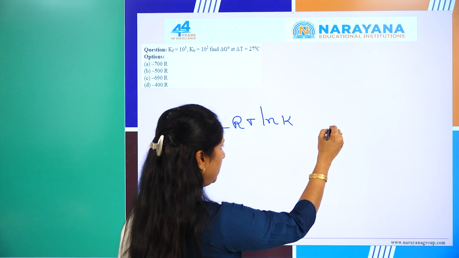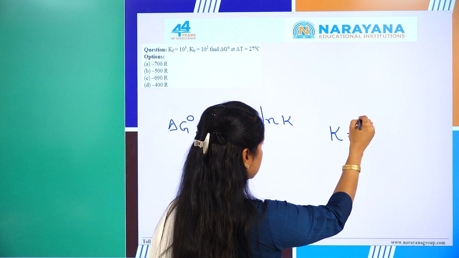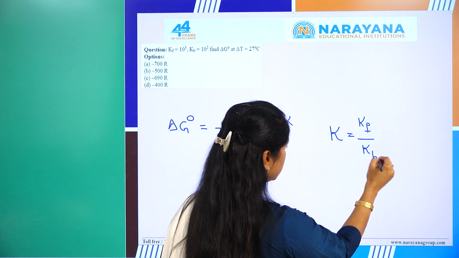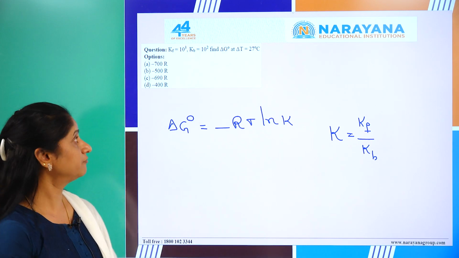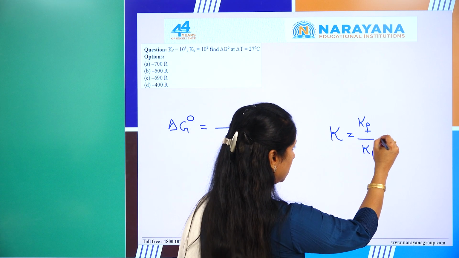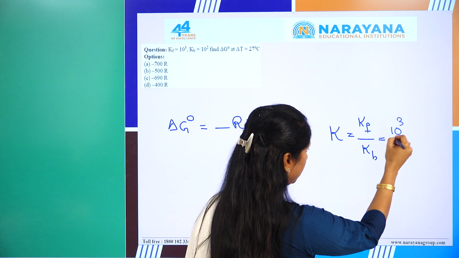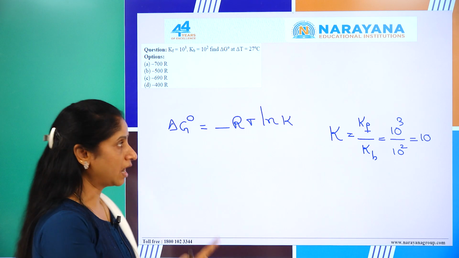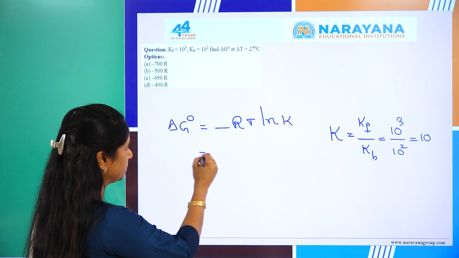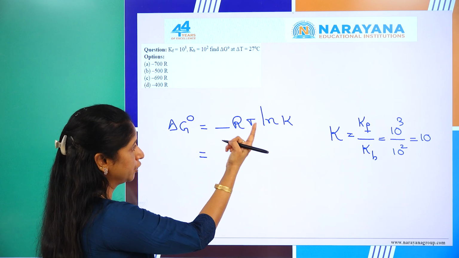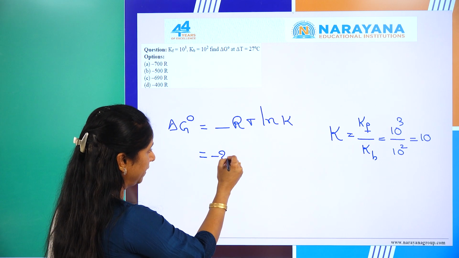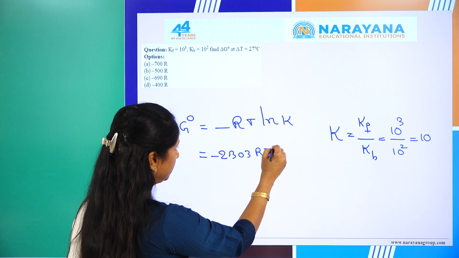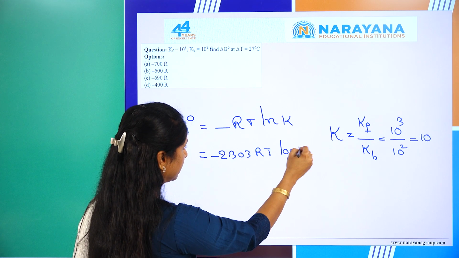So where the equilibrium constant K, I can calculate it as the ratio between specific rate constant of the forward reaction by specific rate constant of the backward reaction. Kf by Kb means how much it is equal to. So it is equal to 10 cube by 10 square, it is coming out to be 10. And always we do the calculation with respect to base 10, this is logarithm of base e. To convert base e to base 10, I am multiplying with 2.303 RT log of base 10 K.